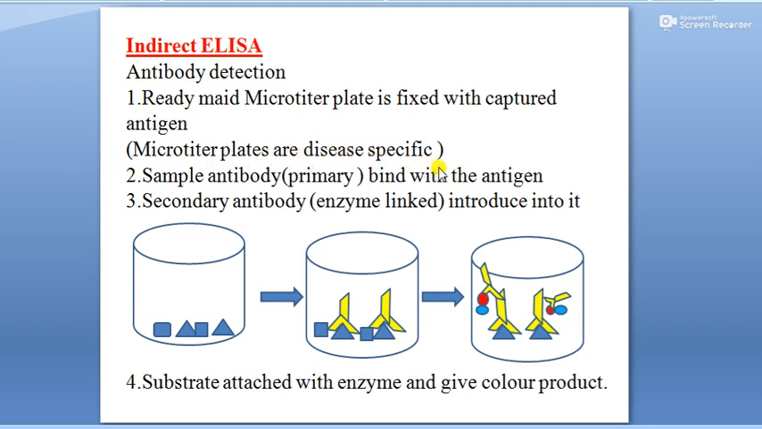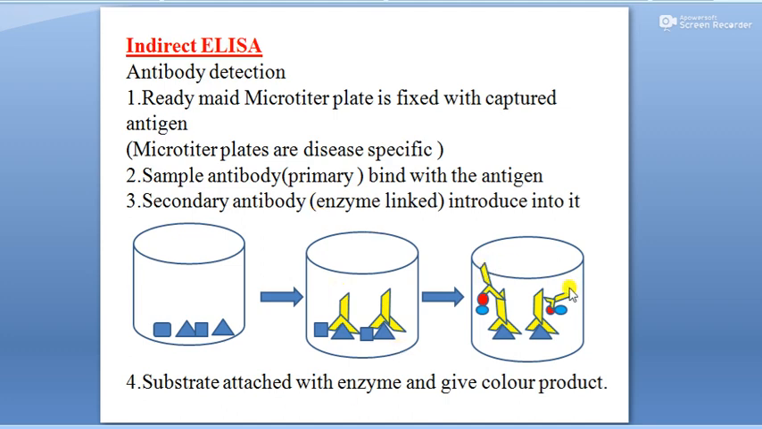Microtiter plates are disease specific. As I said, microtiter plates are disease specific because they are already fixed with a capture antigen. It may be specific for malaria, it may be specific for dengue, etc. So the next step, that is the sample antibody, called the primary antibody, binds with the antigens. Then we add the sample, which also contains antibody for specific antigens, right?